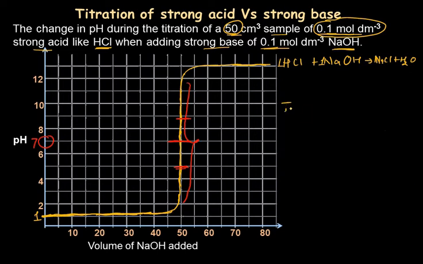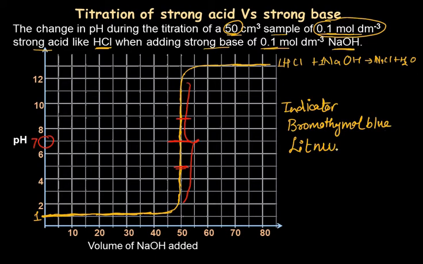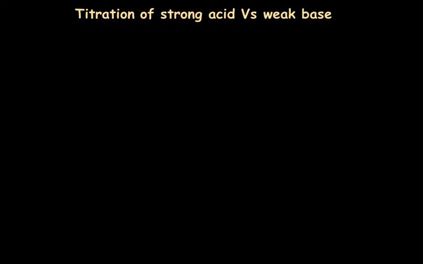So the suitable indicator for such a curve can be bromothymol blue or litmus. Either of the indicators can be chosen for the titration of a strong acid and strong base. Now let's go ahead with the next titration, of a strong acid with a weak base.